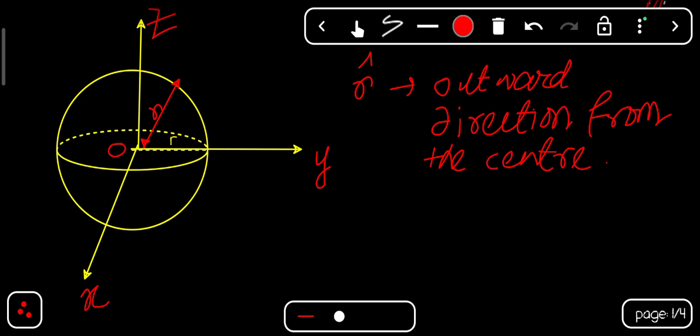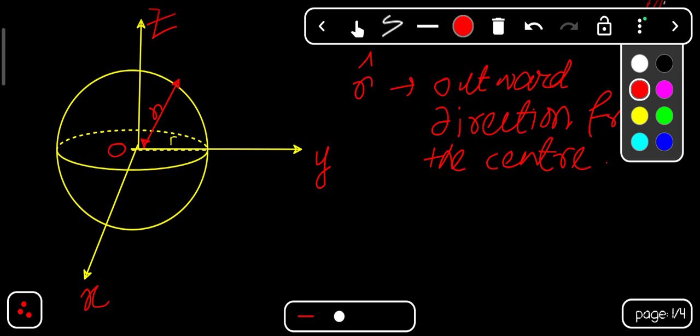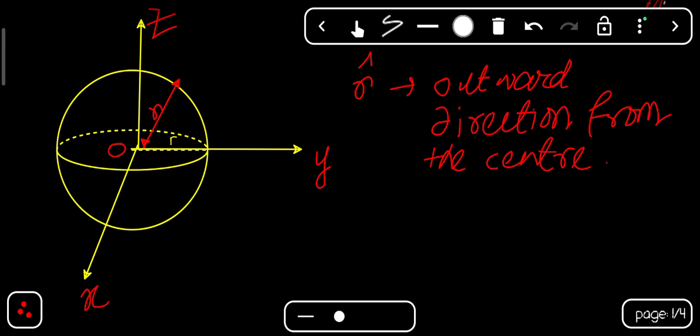Now let's talk about the other two coordinates, theta and phi, because in the spherical polar coordinate system there are three coordinates: r, theta and phi. So what is the connection of theta with x, y, z? Theta is the angle between the z axis and the r vector, that is, this angle is theta.